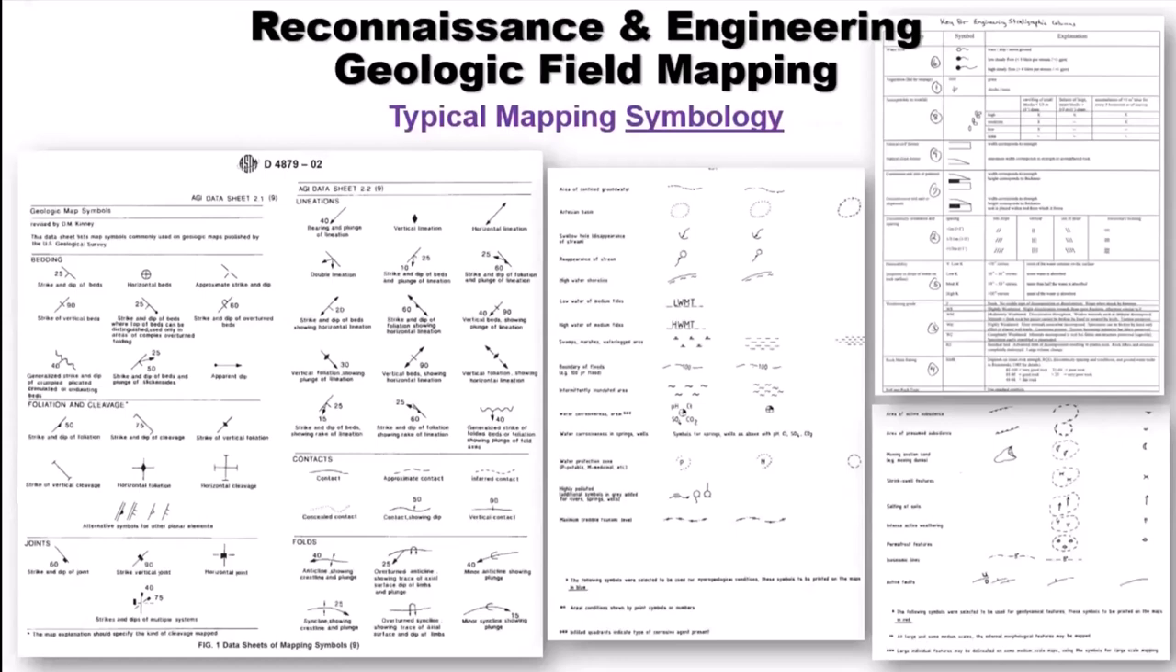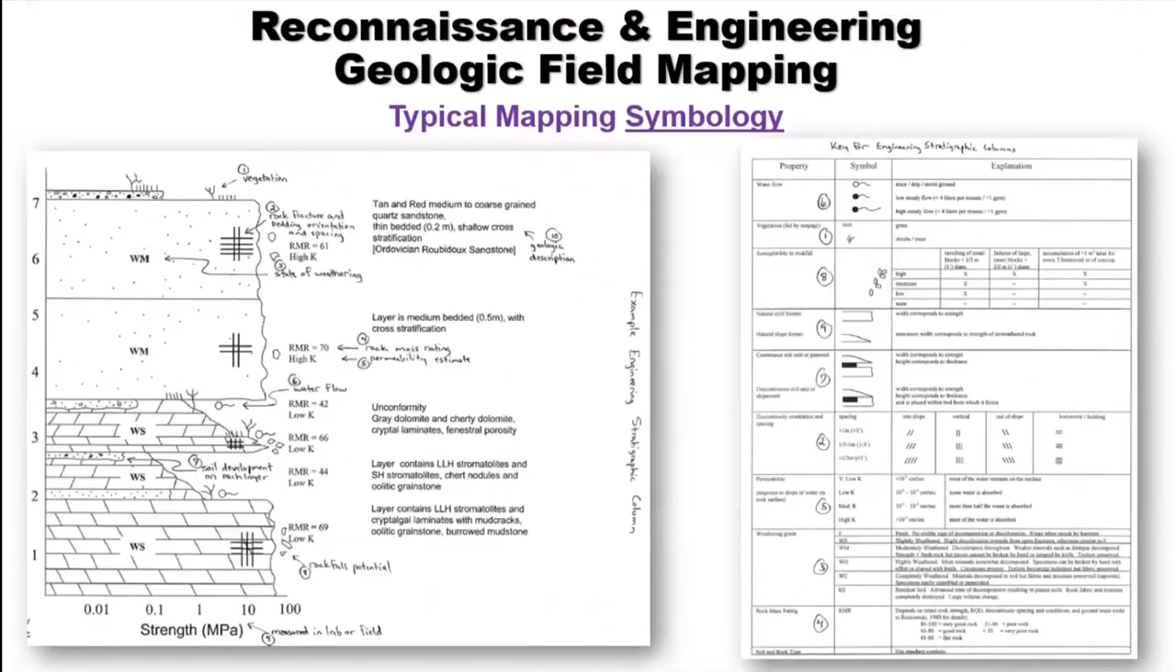Strikes and dips, foliations, types of bedding, upturned, vertical or overturned. There are all these symbols, and we can't not use them if these features exist, because that's telling the story. That's communicating what's going on to people in the future too, who are going to use this risk assessment.